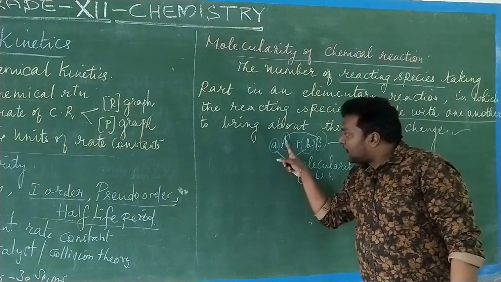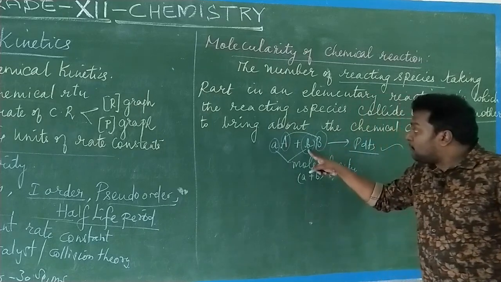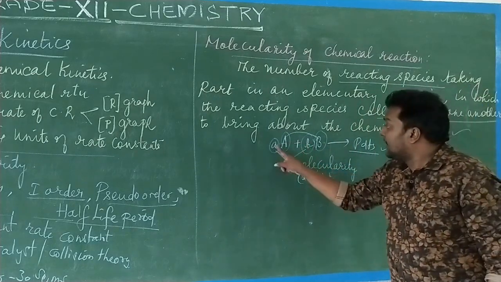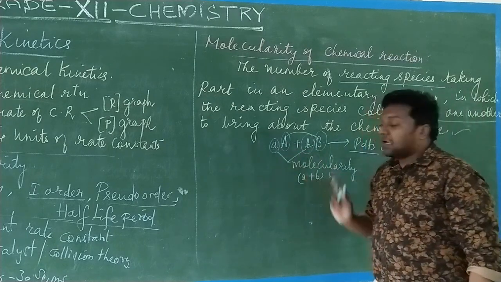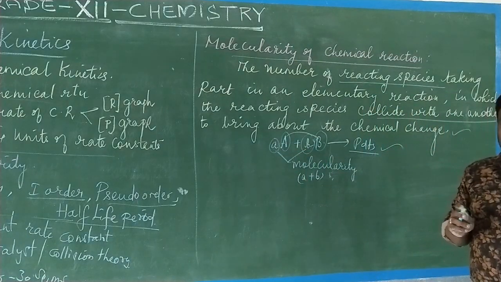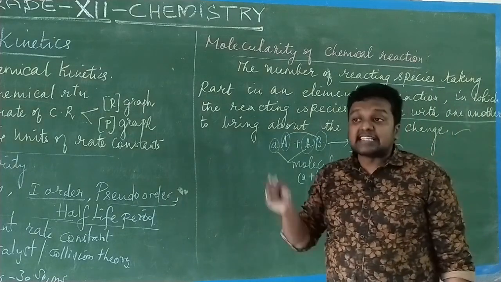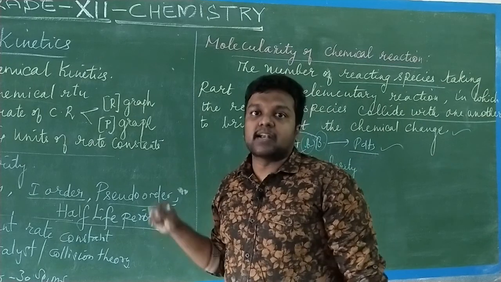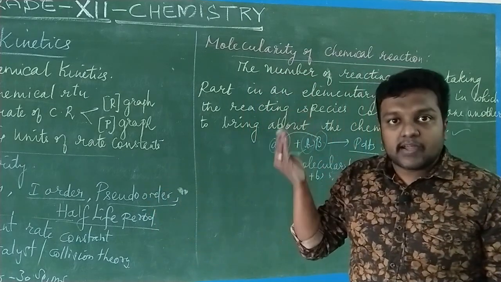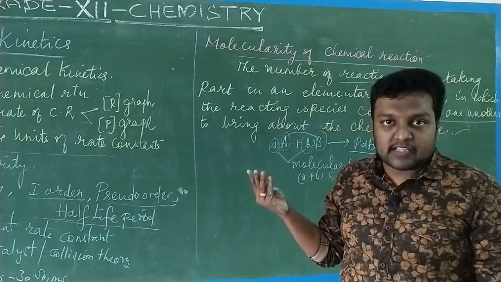So, a moles of A is a reactant, b moles of B. This is nothing but number of moles of the reacting species that is taking part in an elementary reaction. What is meant by elementary reaction? It's a basic reaction. It's a single step reaction. If a reaction takes place in a single step, then we call it an elementary reaction. If a reaction is going to take place in several steps, then we call it a complex reaction.